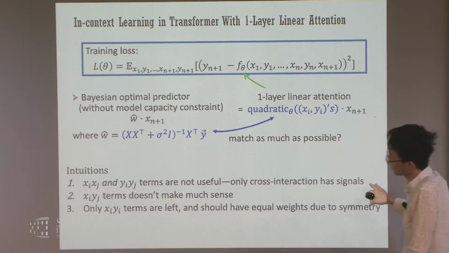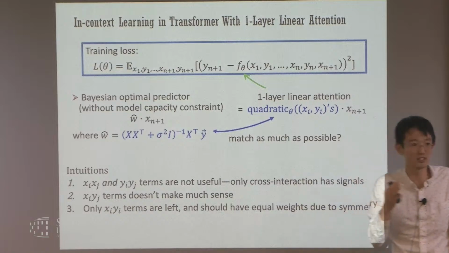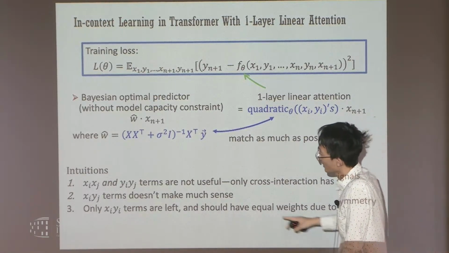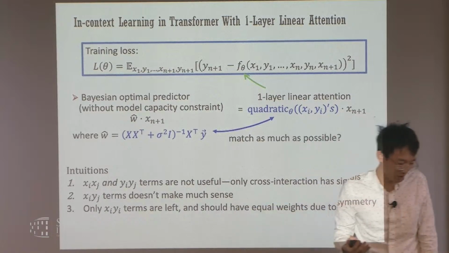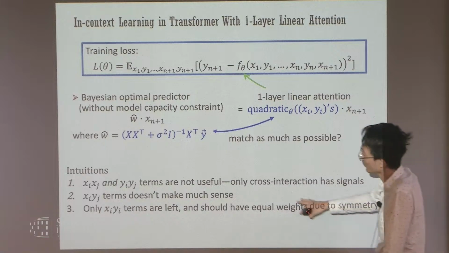That's why in the proof you'll see that at some point the x_i x_j term gets canceled out when you average over the data. So the x_i x_j term is not very useful. And the x_i y_j term is also not very useful, because when you solve linear regression, you are trying to find the correlation between x_i and y_i, the input and the label for the same example. You don't care about the correlation between the input of the first example and the output of the second example. That's just not very useful for you, so it doesn't make much sense either.